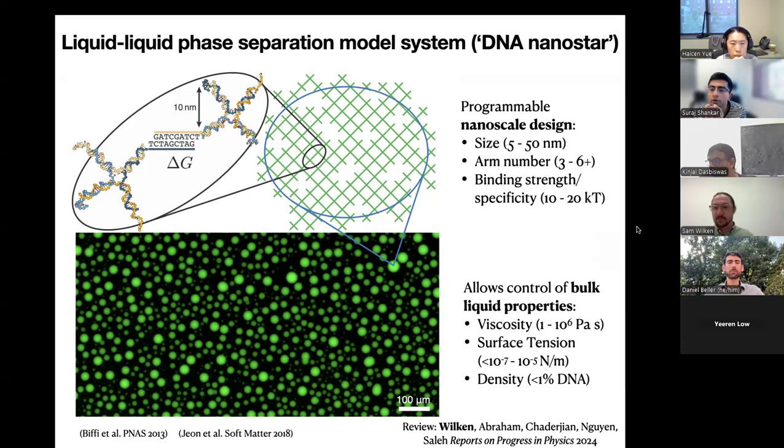Yeah. And do you have a sense for how the number of arms versus the size controls both the mesh size, so the pore size of this porous, very loose network, and also the entanglement length? Because presumably if you have many arms, then you start tangling up as well. So the first point about entanglement is an interesting one. I would say there's no entanglement here.